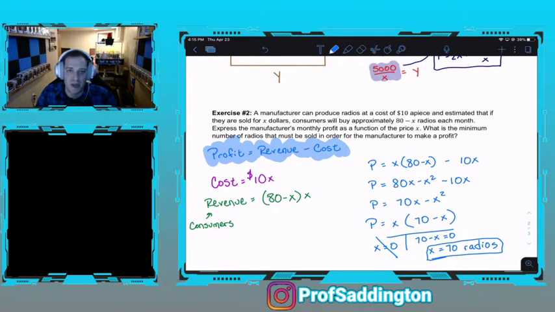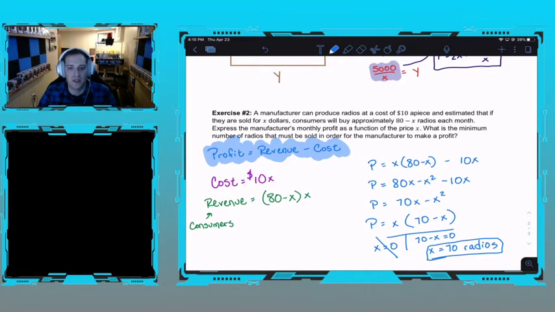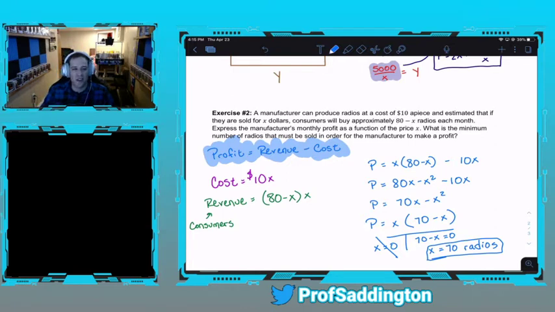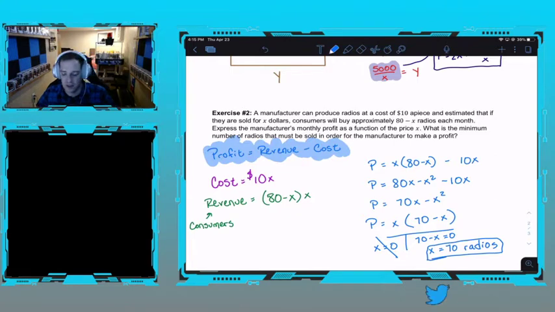So 70 radios need to be sold in order for this company to make profit. If you guys are taking a business class, you probably did a little bit more with profit, revenue, and cost. We've done a little bit throughout the years here in high school math. That might come up here and there in your future, especially if you're going into a business field. That's probably the most important formula that you would see in a business field. But yeah, just wanted to throw another one at you guys by plugging it in.